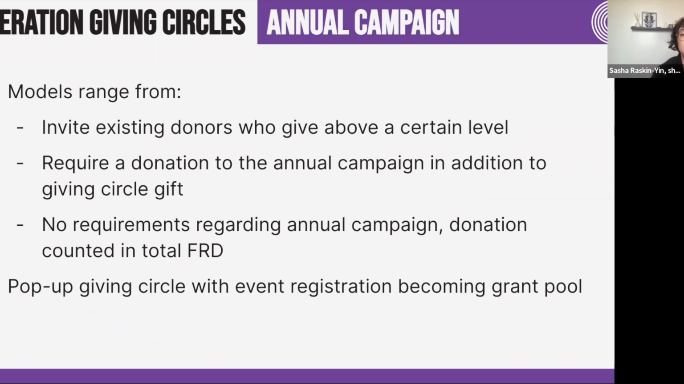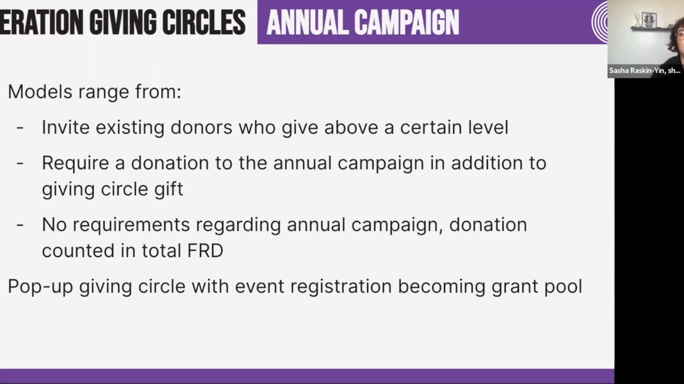On the other hand, you can also require a donation to the annual campaign in addition to a giving circle gift, which is one of the more common models we see across federations. Finally, as with the Jewish Pride Fund, you can have no requirements regarding the annual campaign and count your giving circle donation as a part of your total FRG.